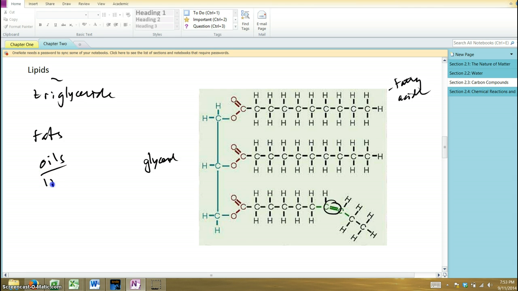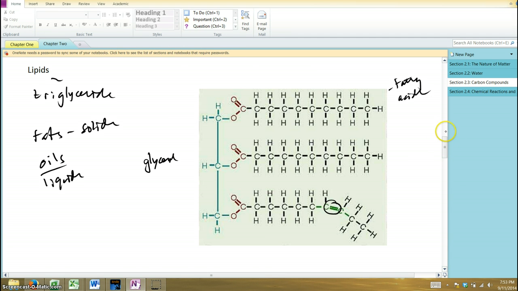The oils are basically liquids at room temperature, whereas the fats consist exclusively of the straight ones, and they are solids at room temperature. So, for example, butter contains milk fat and it's a solid at room temperature, whereas canola oil, olive oil, corn oil contain these fatty acids with the double bonds and the bends, and they are oils.